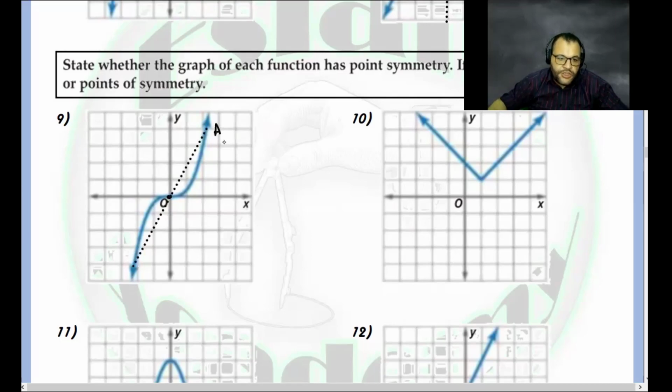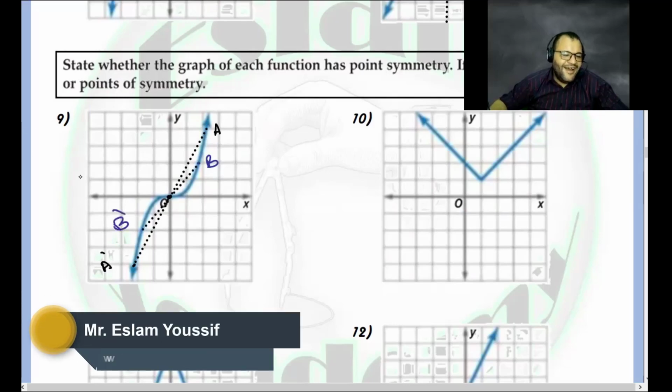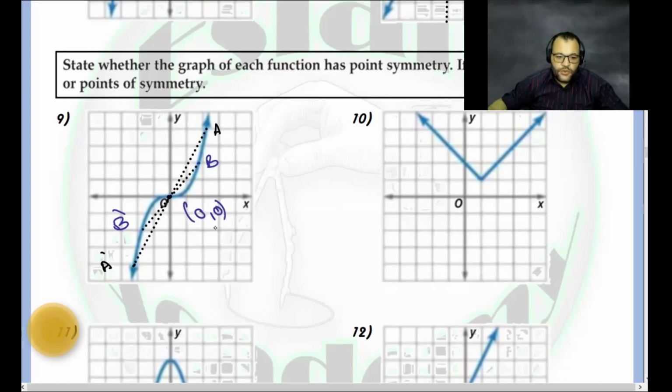Suppose that we have a point here, A, so its image will be A prime. Suppose that I have a point here called B, where I have to find its image, that's the image at the same position. You understand now the meaning of this one? Yes, sir. Okay, so we have a point of symmetry which is 0 and 0.